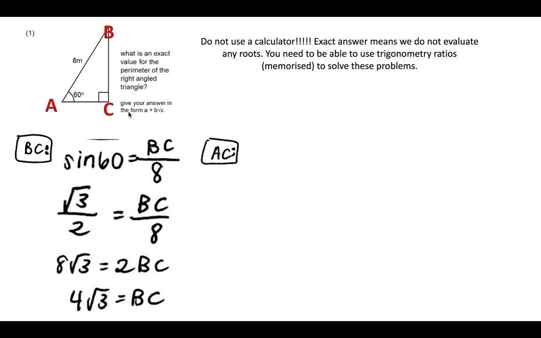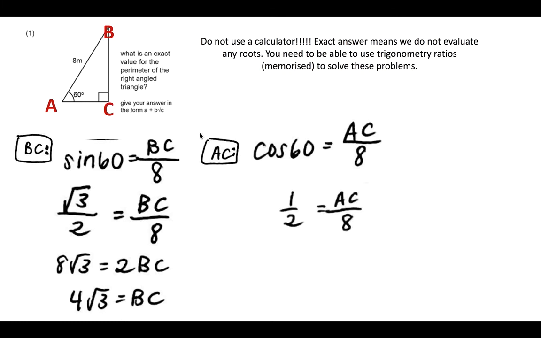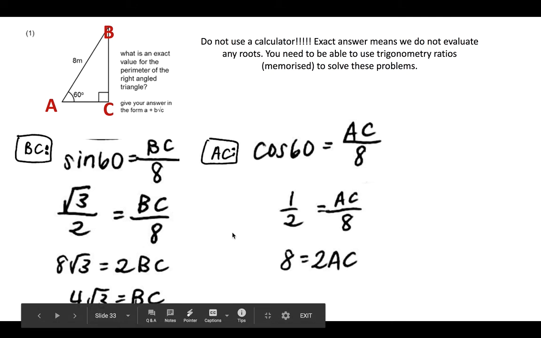Now let's solve for the distance AC. This is the adjacent side of this angle. So here, we'll use the cosine of 60 to relate AC divided by the hypotenuse, 8. We can replace cosine of 60 with 1/2. That's one of our memorized values. And then cross multiply to solve again, giving us the distance AC equals 4.